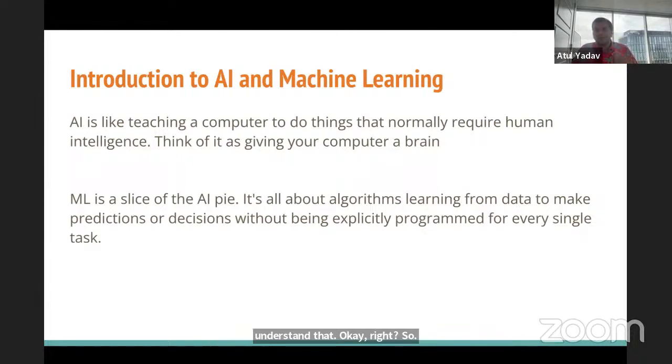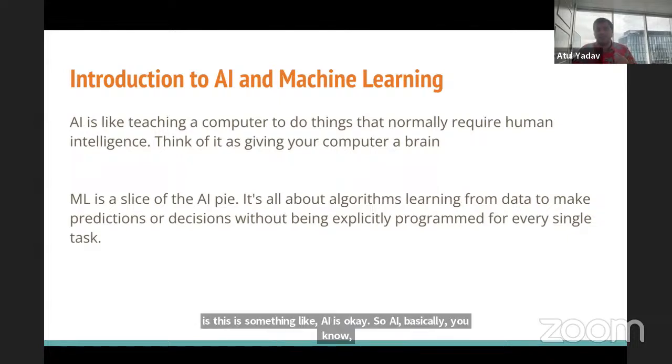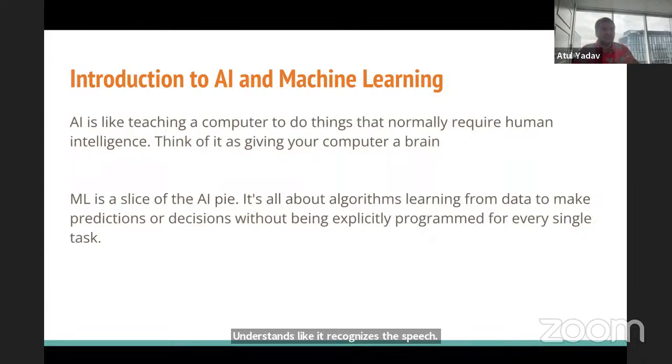So AI basically understands and recognizes speech, makes decisions, understands various things like images and videos. AI allows computers to think, learn, and solve problems in a way that humans do. So it's mimicking human behavior. That is the AI.